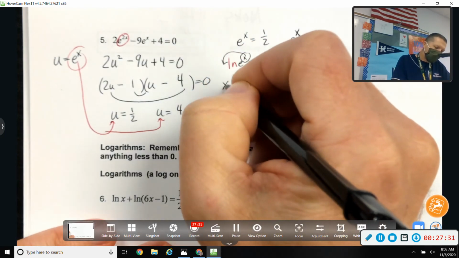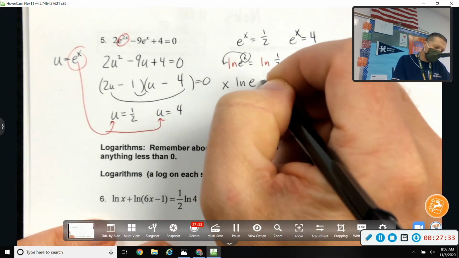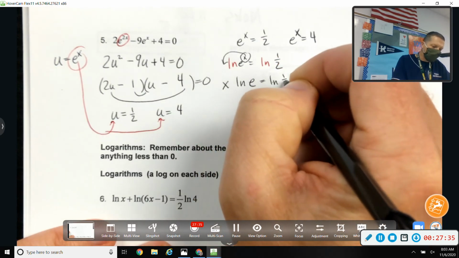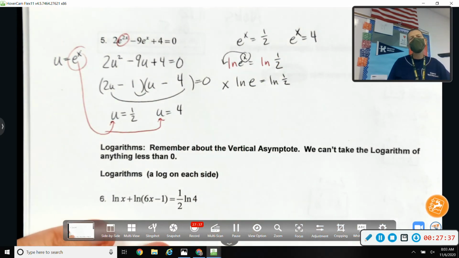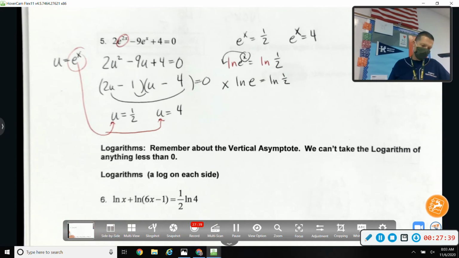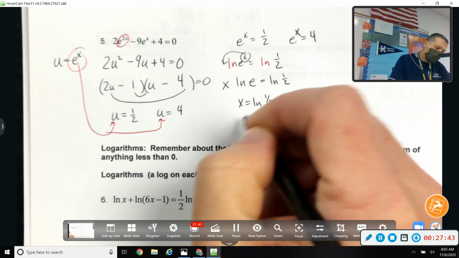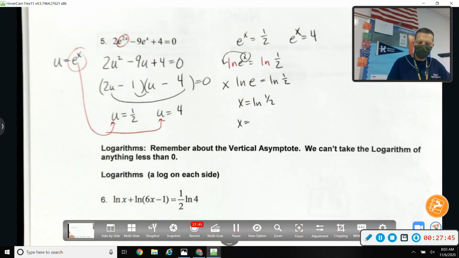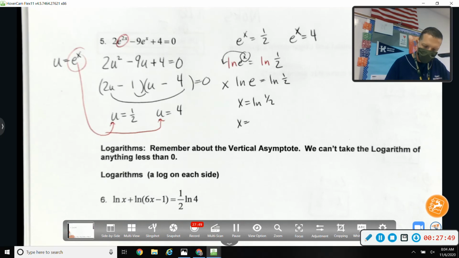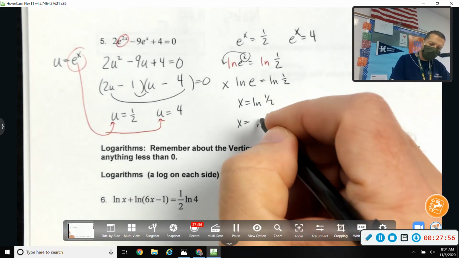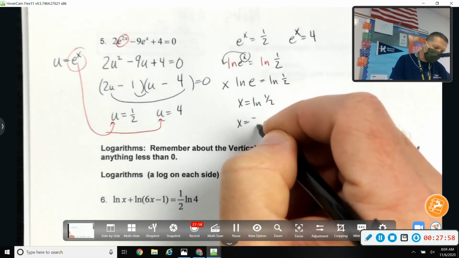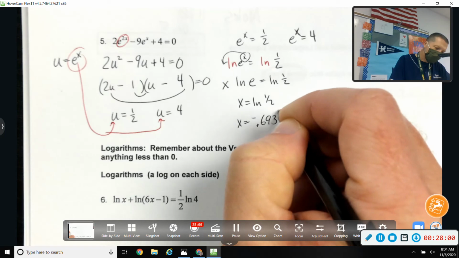Do you remember what natural log of e is? Actually, if you don't, it's fine. You've got a calculator. The natural log of e is 1. The natural log of 1/2. Yeah, I don't know that one off the top of my head. e to the what is 1/2? Well, of course it's 0.693, negative 0.693 from the calculator.